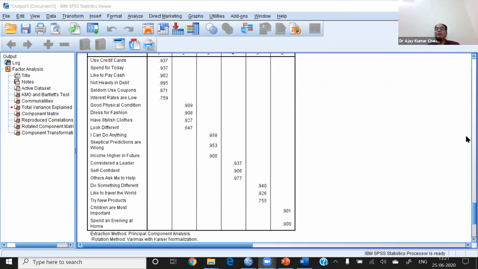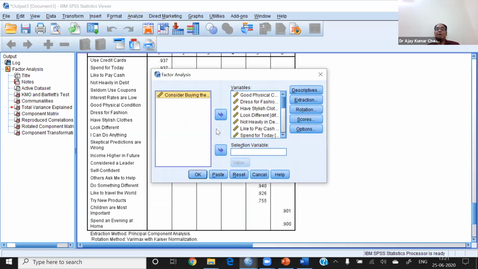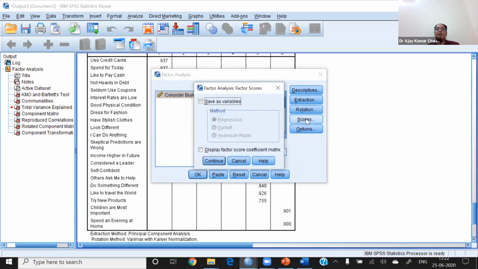Okay. So after identifying the factors, I am going to save these factors. Go to Analyze again, Dimension Reduction, Factor. Now we will use this option called Score. If you click on this Score, you can save all the factors as variables. There are three options of saving: regression, Bartlett, Anderson-Rubin. Some people say that Anderson-Rubin is the best method. Some say that Bartlett is best. Some say regression is best. So you can adopt any of the three options.